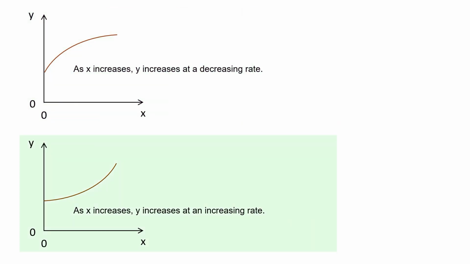In the next graph, as x increases, y increases, but the gradient increases as well. This means y is increasing more rapidly. We describe this as "as x increases, y increases at an increasing rate." Now, let's analyze another graph.